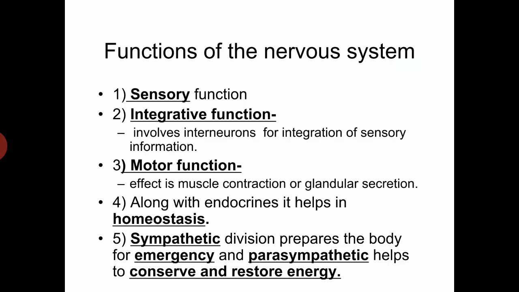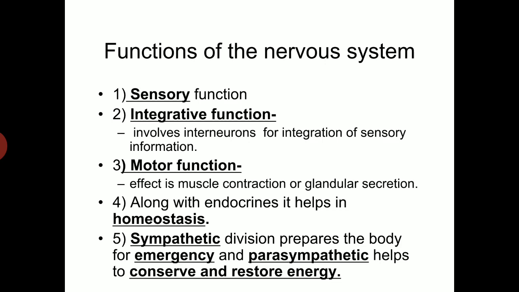Now, functions of nervous system: sensory function, integrative function, motor function, homeostasis, sympathetic and parasympathetic nervous system. First, sensory function.